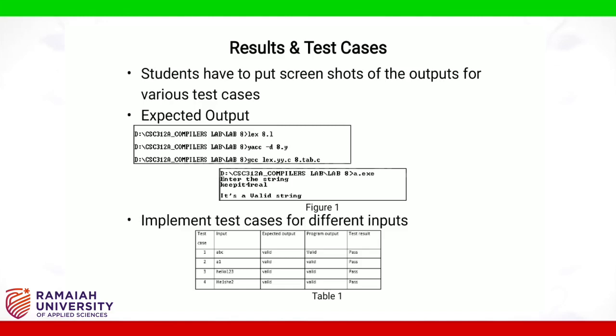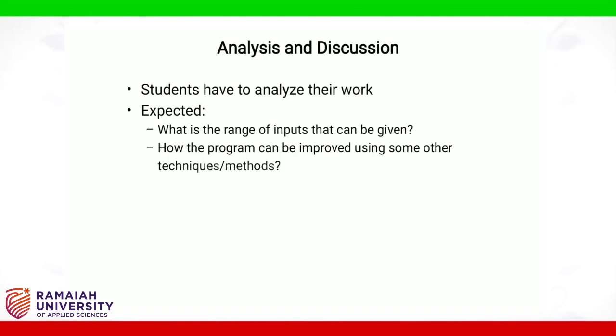In results and test cases, students have to put screenshots of the outputs for various test cases. The expected outputs are shown in figure 1 and the test cases for different inputs is shown in table 1. In analysis and discussion, students have to analyze their work mostly in terms of what is the range of inputs that can be given, how the program can be improved using some other techniques or methods.